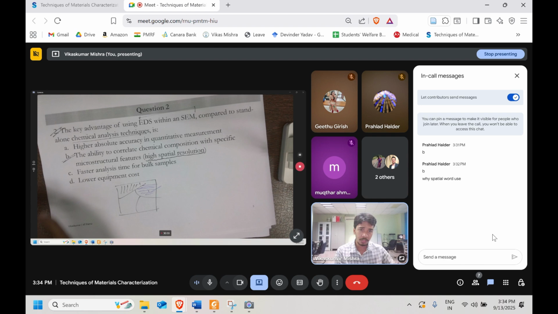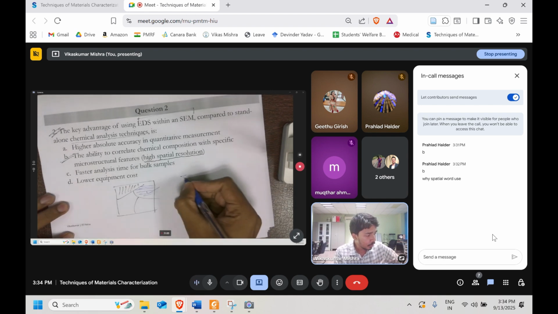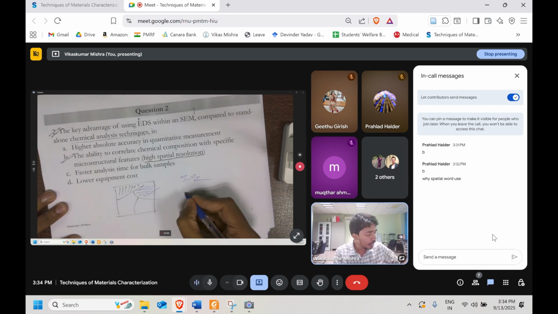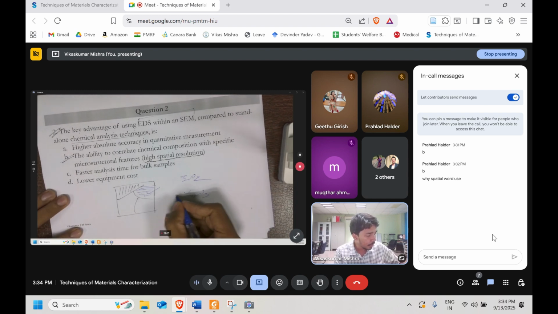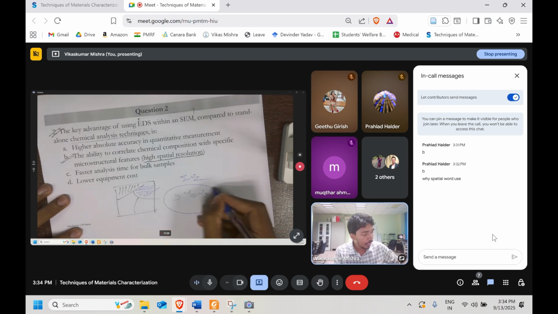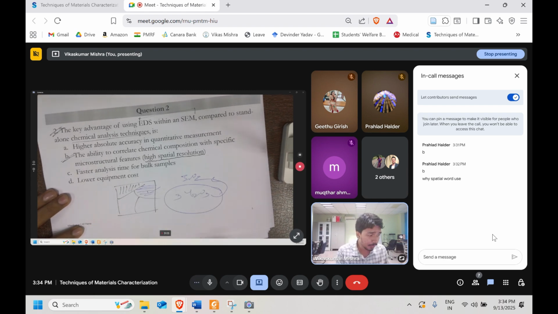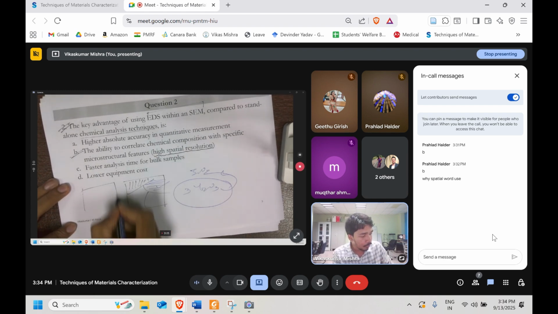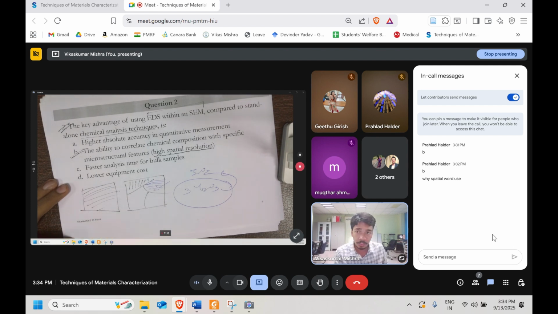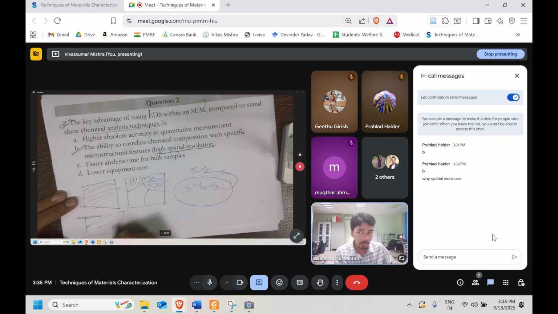Either they are at the grain boundary, or they are forming their own different phase, or they are just dissolved in it. For example, if you take zirconia and add yttria to it, let's say 2 to 3 percent, the entire yttria will dissolve in it and will not form any separate grain. So if you try to map them, you will see that zirconia is there everywhere, and yttria is also there everywhere. This is what the spatial resolution tells us about.